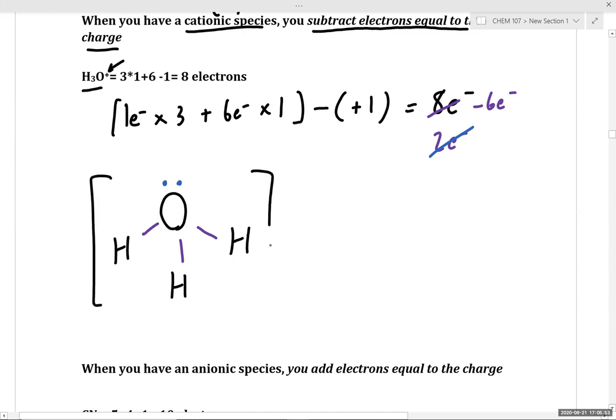Because this molecule is charged, we place our structure in brackets, and we indicate the charge in the upper right-hand corner. This plus signifies that this entire molecule has a +1 charge, which matches the overall charge for H3O+. Does this example make sense to everyone? Any questions on this example?